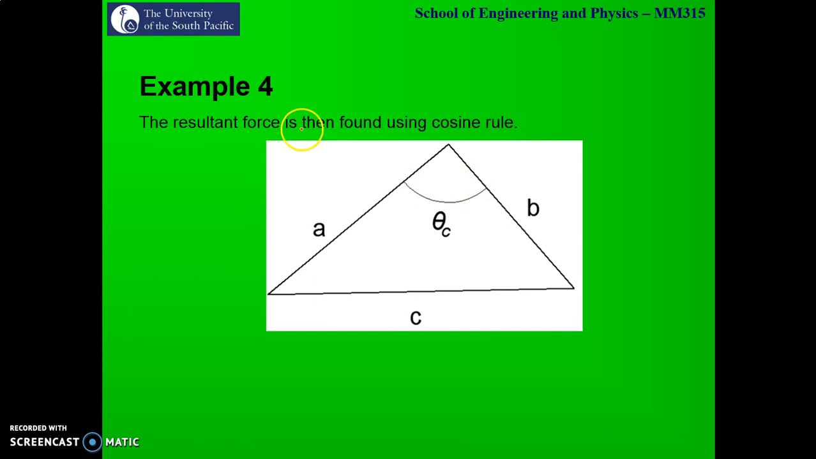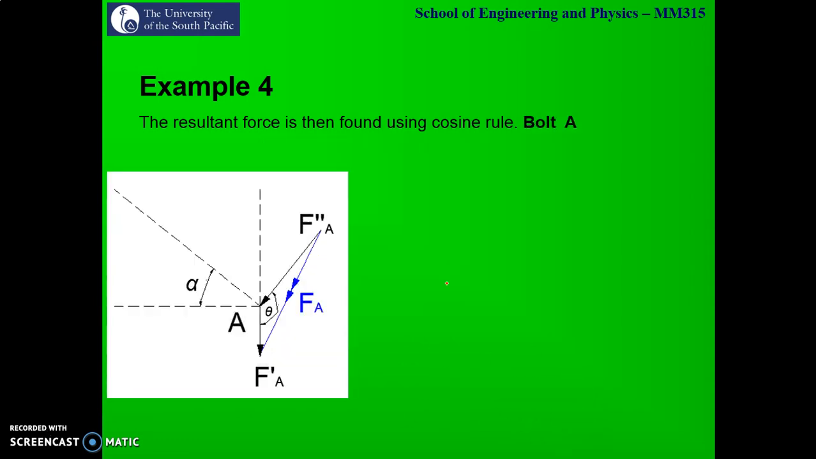The next thing is, the resultant is found using the cosine rule. Side C, and then the angle representing side C. So C squared is equal to A squared plus B squared minus 2AB cos theta C. This is the cosine rule that we'll be using. So now I'll just look at bolt A. The forces acting at bolt A are given.